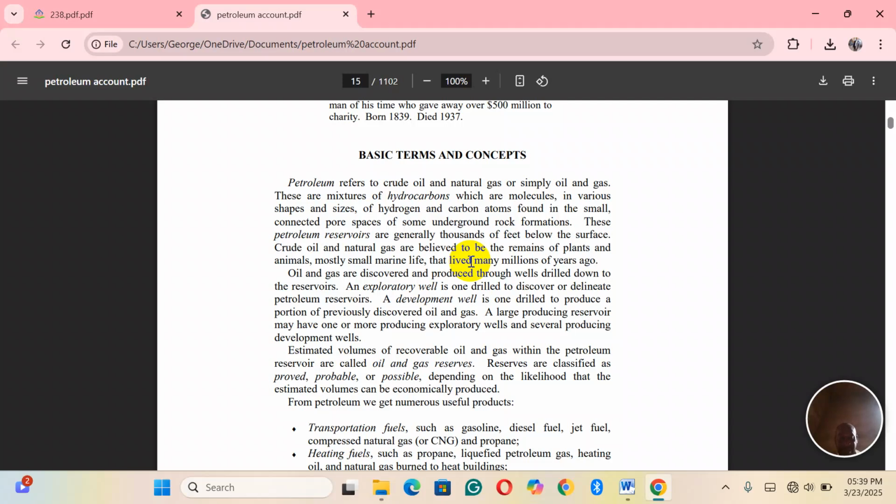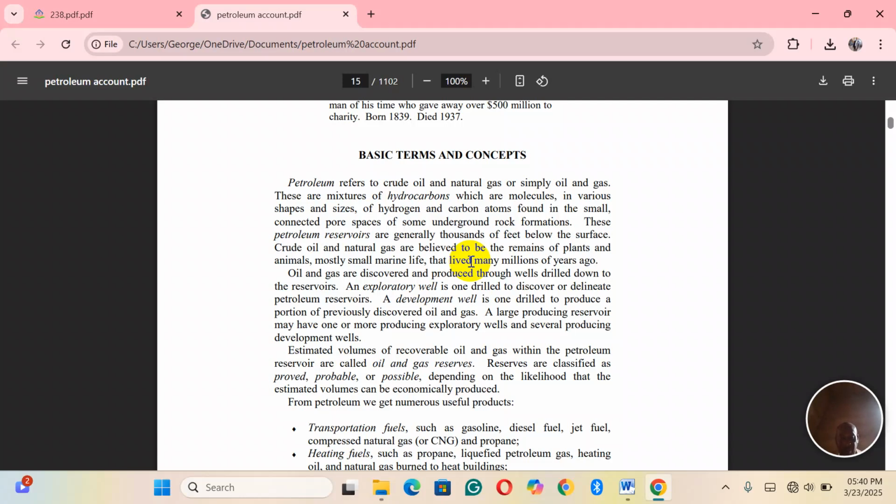The estimated volume of recoverable oil and gas within the petroleum reservoir is called oil and gas reserve. Reserves are classified as proved, probable, or possible, depending on the likelihood that the estimated volume can be economically produced.